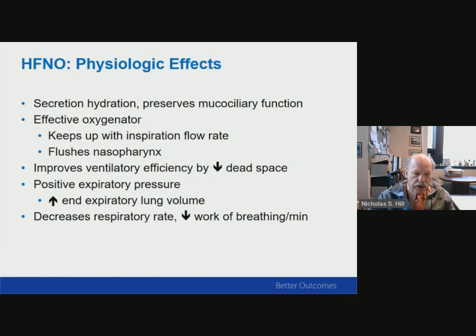I'll say a little bit more about that in a moment, but studies do show that it increases expiratory lung volume and may contribute somewhat to an improvement in oxygenation in hypoxemic patients. It also pretty consistently decreases respiratory rate, which reduces work of breathing per minute.